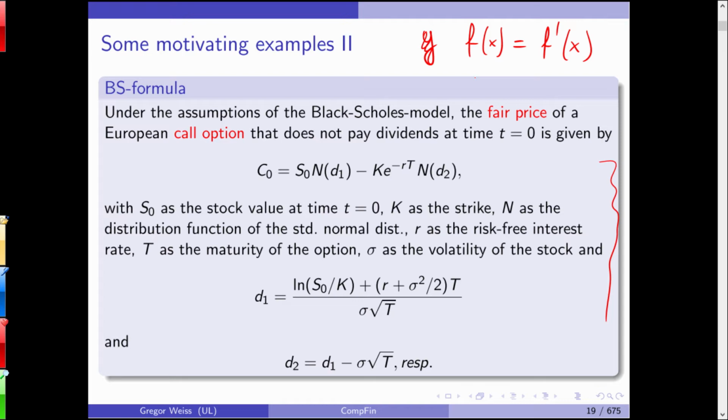Do you have an idea what the solution is? Or what one solution could be? Yeah? E to the power x. The exponential function, yes. This is one solution. Do you have another solution? Obviously, zero. This is a solution. The trivial one, one doesn't think of it.